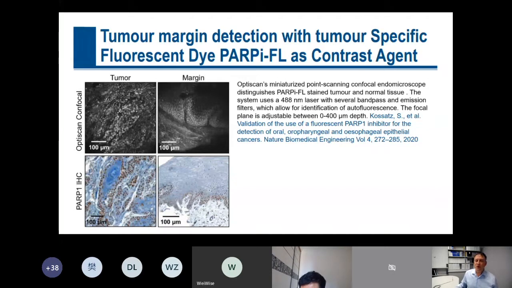In the endomicroscopy images, the binding of PARPi-FL to tumour cells can be visualised, and you can see that in the two images at the top, where we see images from a tumour marked with PARPi-FL and also from the tumour margin. Optiscan is working with researchers from Memorial Sloan Kettering Cancer Centre in New York, as well as researchers in Australia, to study the use of this marker in oral cancer.